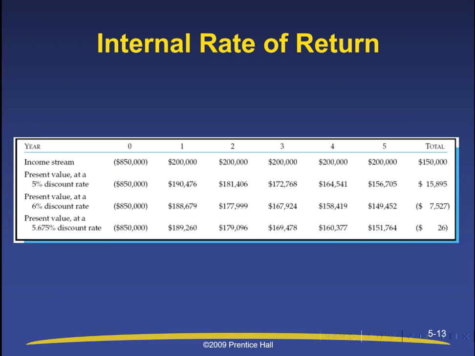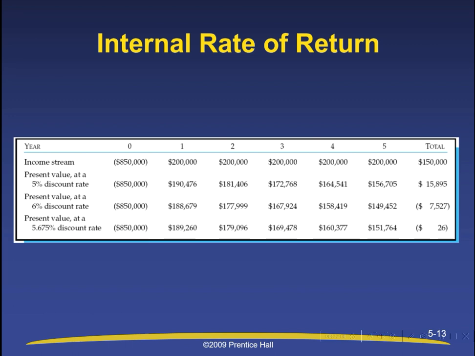Internal rate of return. Looking at the table, we can see the year. We can also see different rates of return. In this case, we have 0, 1, 2, 3, 4, and 5 different rates, as well as the total. So within a year, we're looking at an income stream. We're looking at present value at a 5% discount rate. We're also looking at present value at a 6% discount rate. And we're also looking at present value at a 5.675% discount rate.